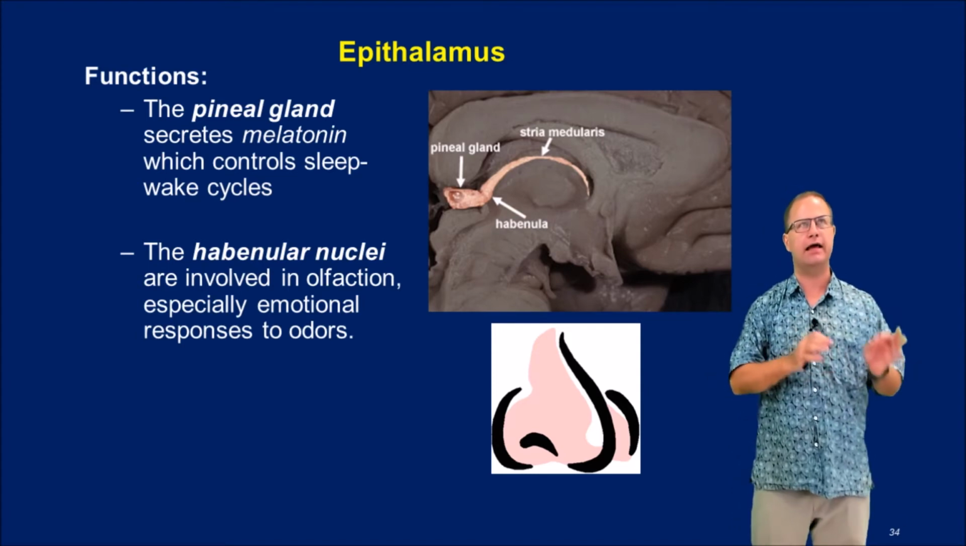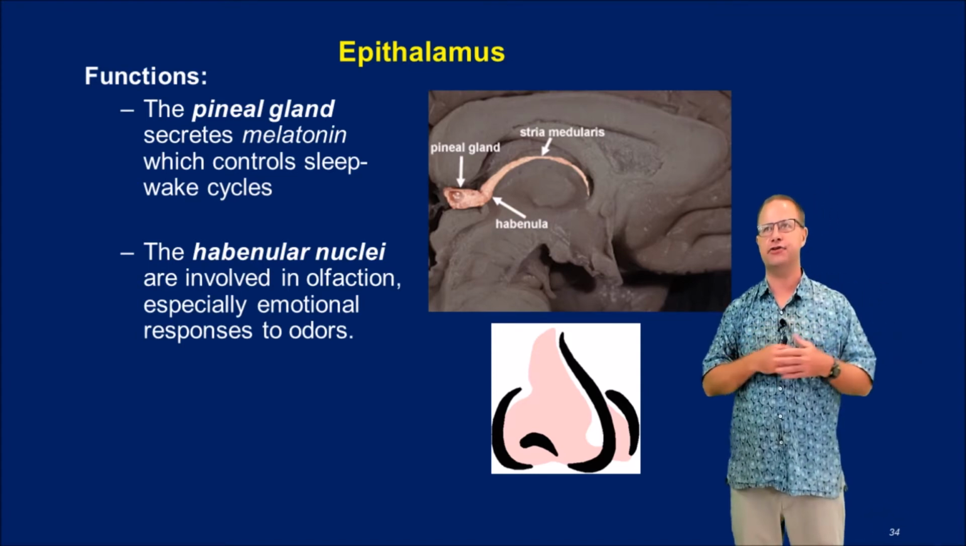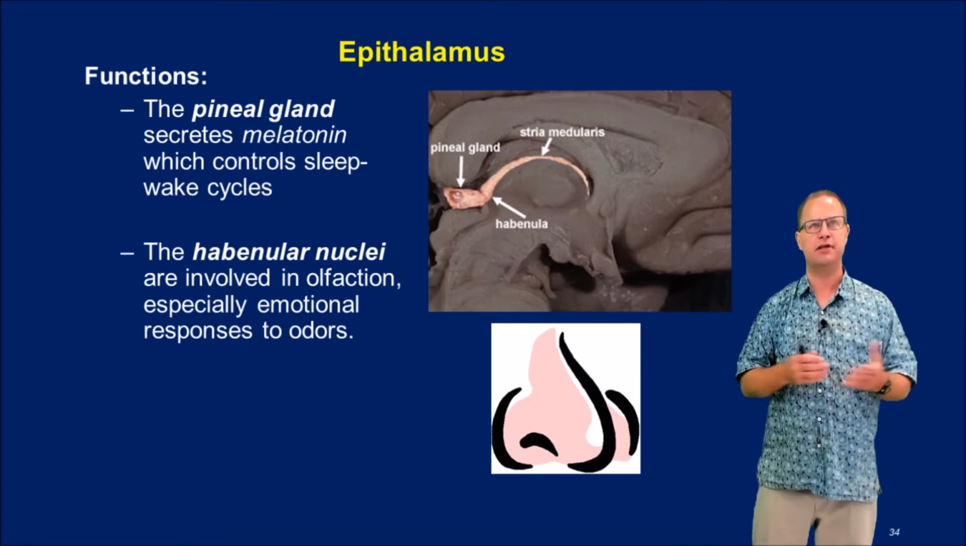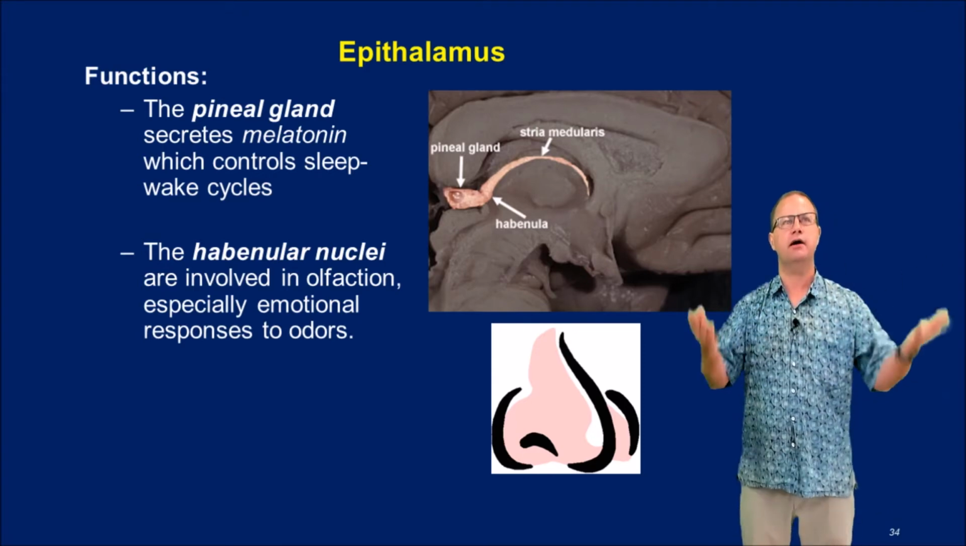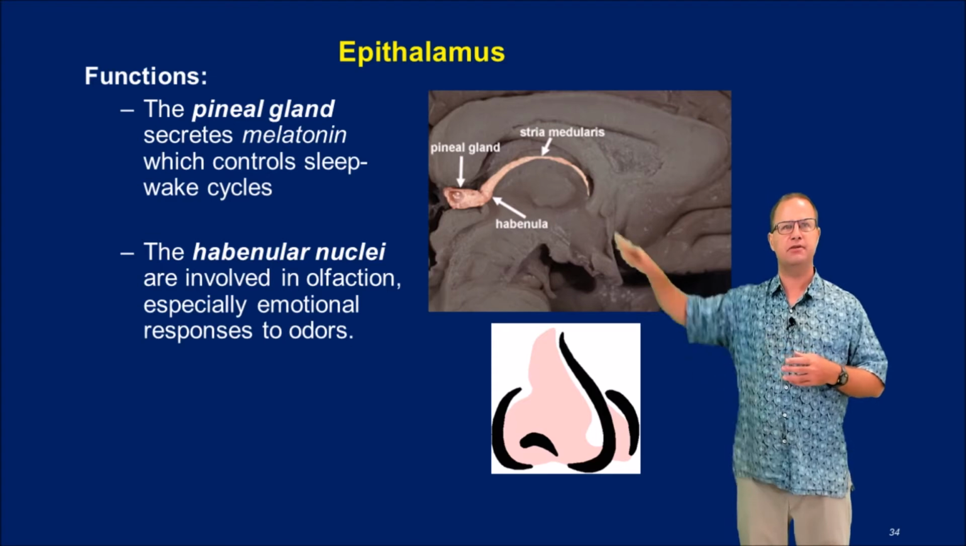Now, the pineal gland is the gland that secretes melatonin. Melatonin is important in setting our circadian rhythms. We talked about those briefly on the last slide when we talked about the hypothalamus. Your circadian rhythms are when you wake up and when you feel sleepy and want to go to bed. So that's set in part by our epithalamus or our pineal gland.